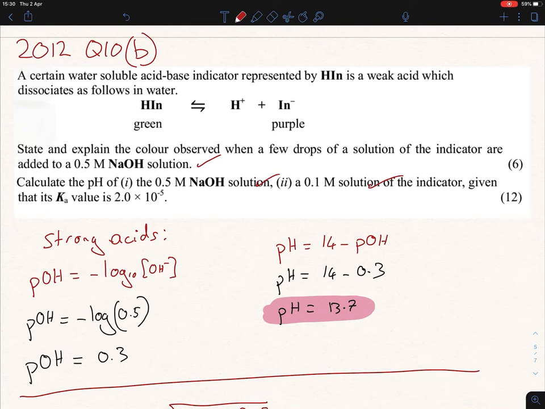I just did this one because there was a little bit of chemical equilibrium brought in here. So if you're adding more of the indicator over here, according to Le Chatelier's principle, the system will shift to relieve the pressure that's been applied, and in this case here, it'll go a purple colour.